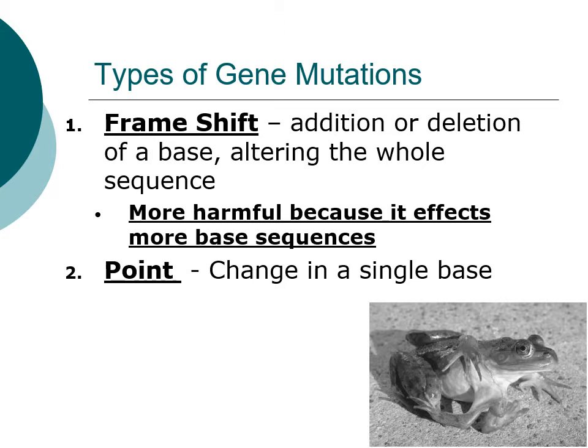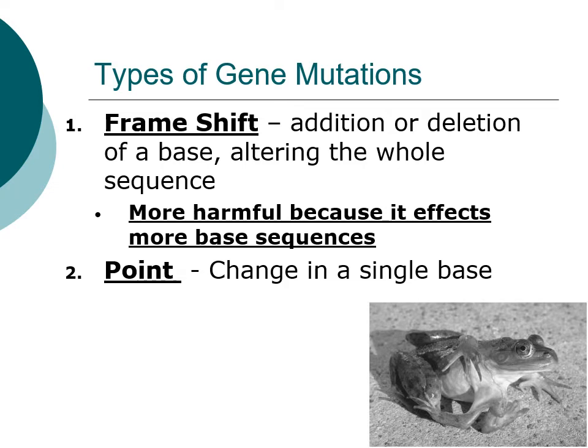One is worse than the other. So if you look at a frame shift mutation, this is the one that is far worse. And the name kind of tells you what it lands up doing. It lands up shifting your code. Like you have a little frame around 3 letters at a time, because that's how we read our DNA code.